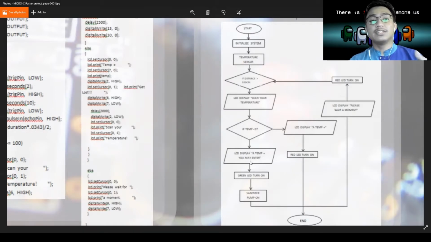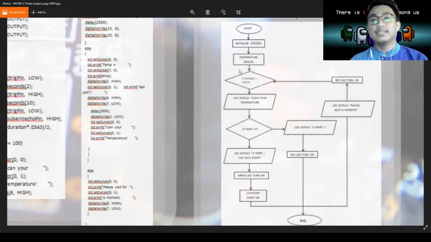That means you can enter the door or the tunnel. Then the green LED will light on, and also the pump will turn on, and the pump will dispense all the sanitizer that we need. Next, if the temperature is more than 37, then the LCD will display the temperature, and also will display you may not enter the mall, and the LED will turn red.